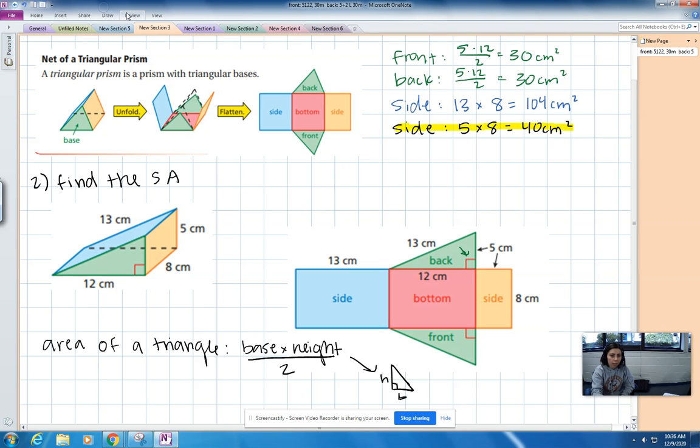And then finally, the bottom in red, another rectangle. So we do length times width, 12 times 8, which makes 96 centimeters squared.